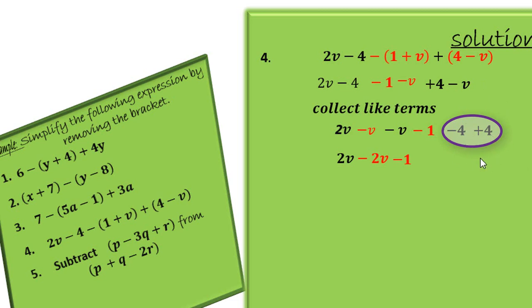So we don't need to bother ourselves with what we have here. And this is 2v minus v. What's now our answer? 2v minus v is also 0. So we're just left with minus 1 here. So our answer is minus 1.